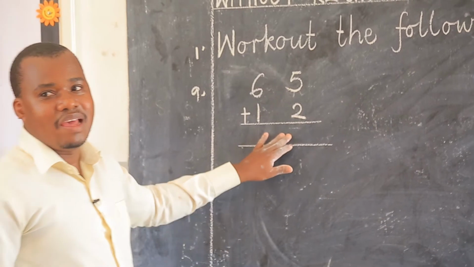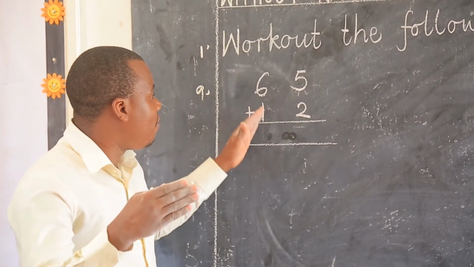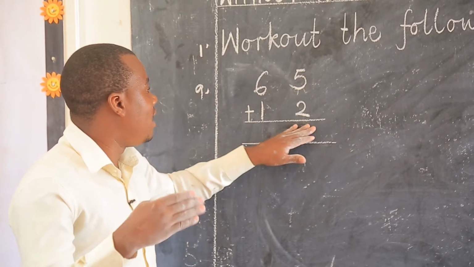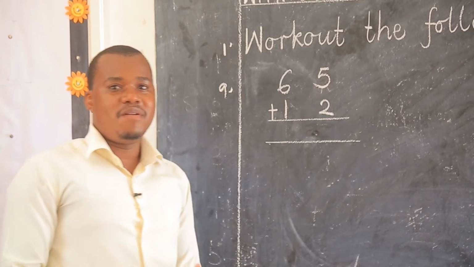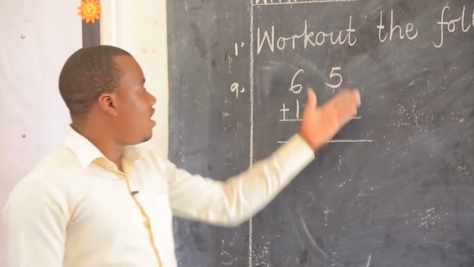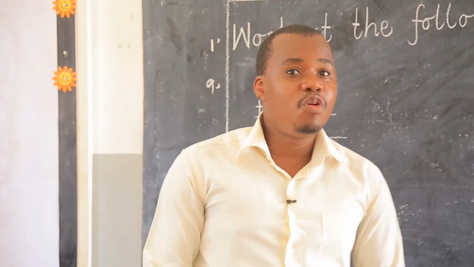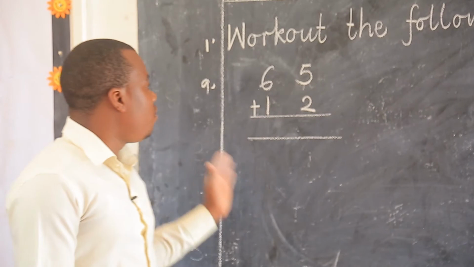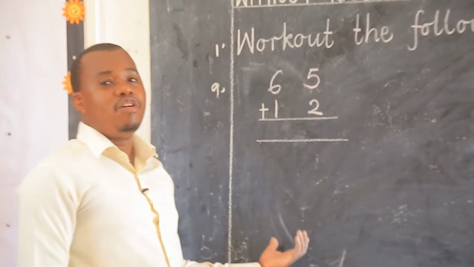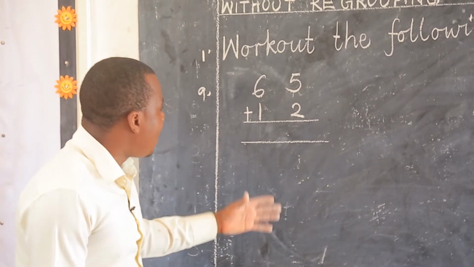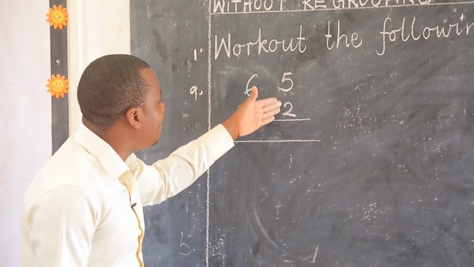My good children, what do we have to do here? First thing, when you are writing these numbers, you must be very careful and you must arrange them very well. Why do we have to arrange them very well? These numbers are following place values. So when you don't arrange them well, it means you are breaking the rule of place values. So what happens? 5. And the number down must be exactly below.